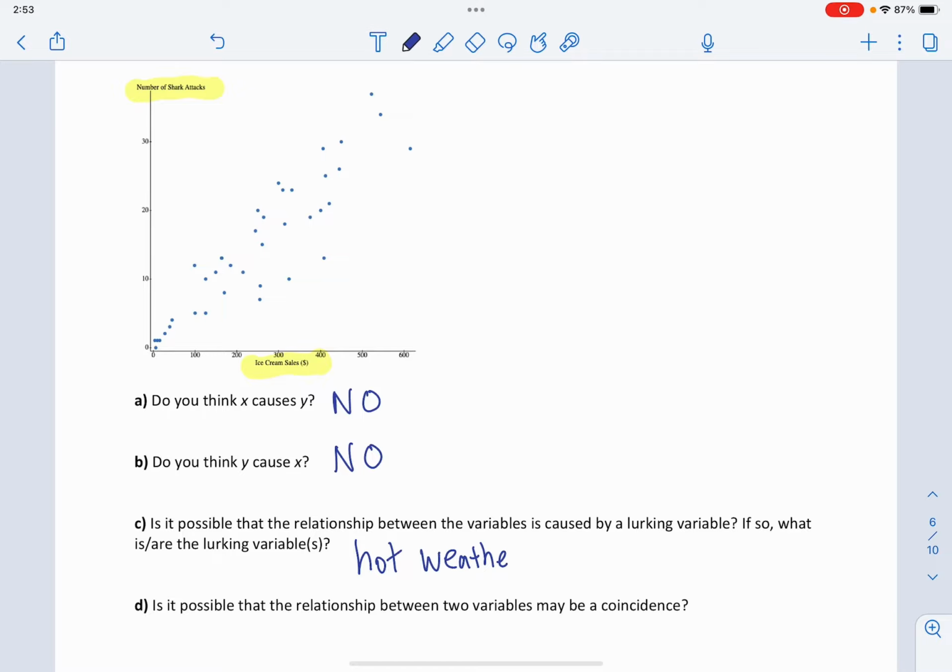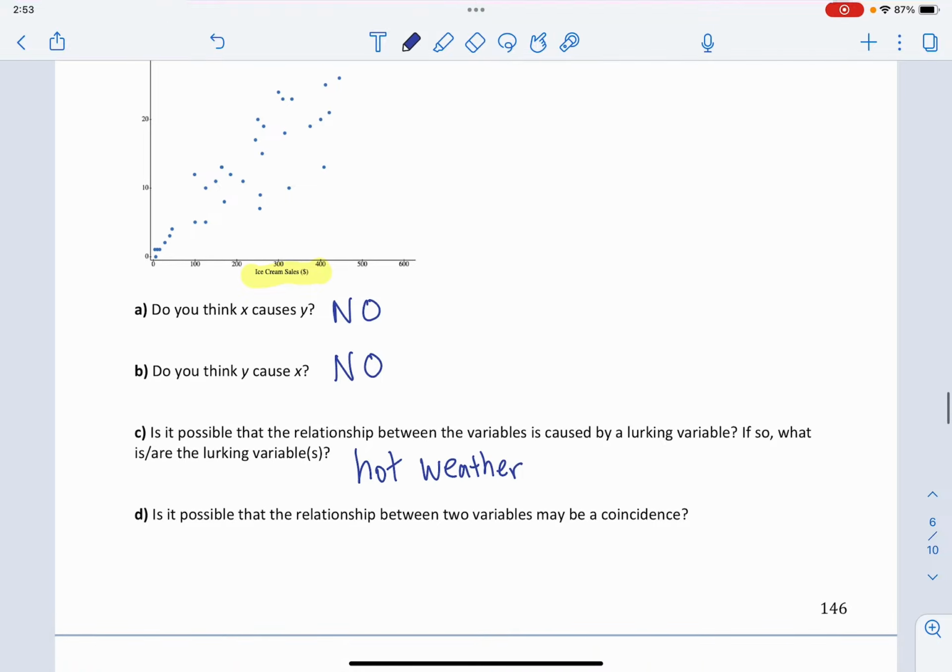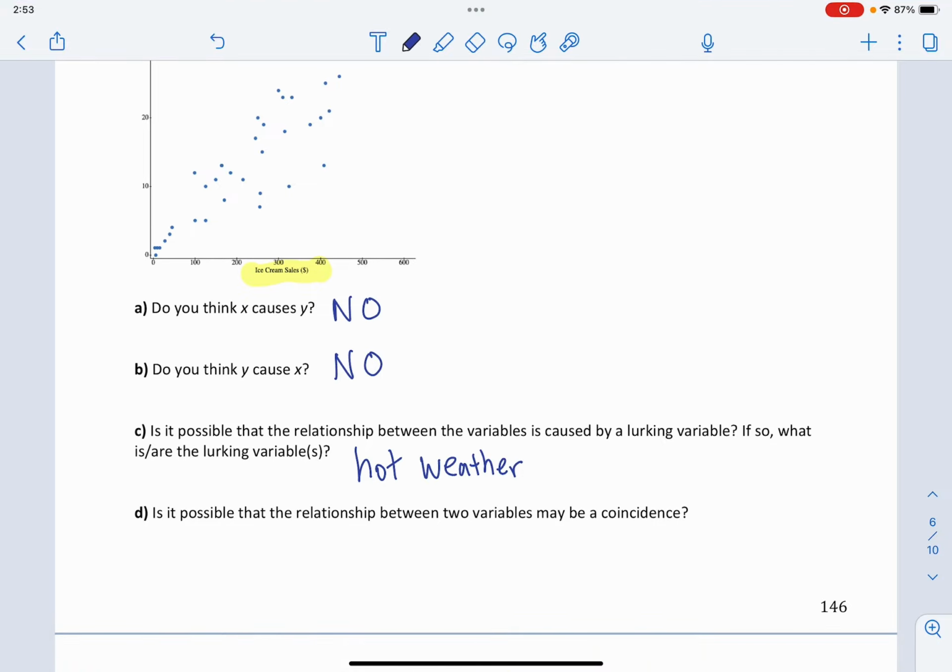In the summer months, because of the hot weather, people tend to eat more ice cream. They also tend to go into the water more to cool off, hence an increase in shark attacks. So there is an example of that lurking variable that's causing the relationship. Or I guess it could be a coincidence. I guess maybe, but I would think not.